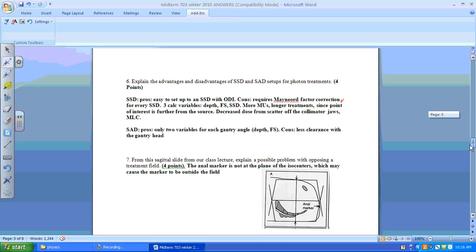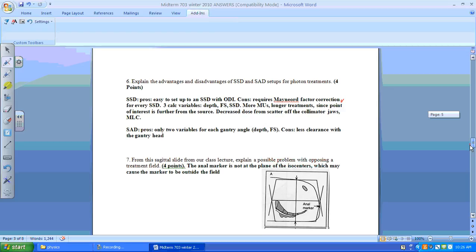There's 3 calculation variables: field size, SSD, and depth. More MUs are required for SSD setups because the patient's further away, with longer treatment times, since the point of interest is further from the source. One advantage is decreased dose from scatter from the jaws. If the patient's further away, then there's less scatter dose given to the patient, right?